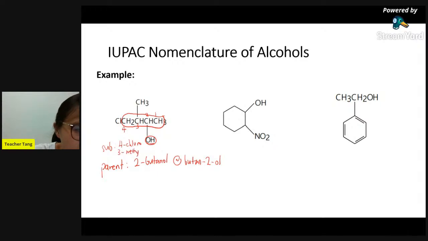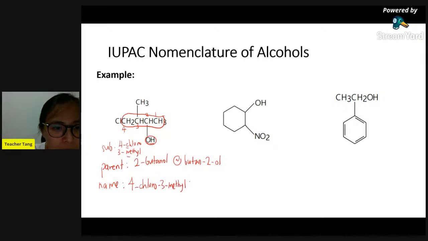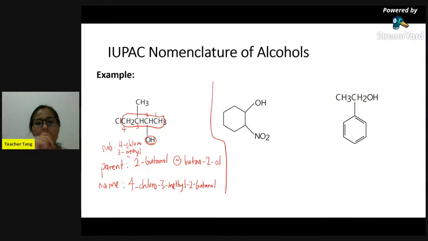To name this alcohol, again, alphabetical order. So chloro, C, and then methyl, M. So chloro first, so we can call this compound 4-chloro-3-methyl-2-butanol, or 4-chloro-3-methylbutan-2-ol. Then we move on to look at the second alcohol.